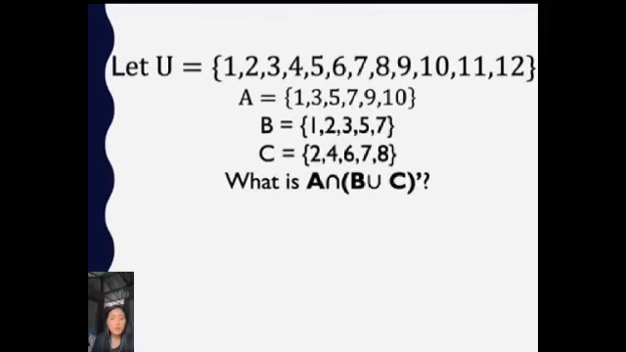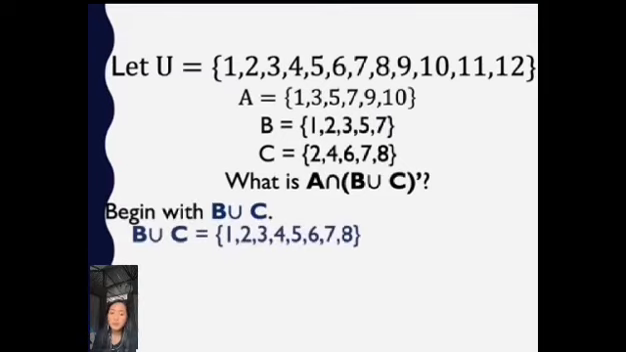Let's look at this final example. Let the universal set U be equal to the set of elements from 1 to 12, and sets A, B, and C as follows. What is A intersection the complement of B union C?